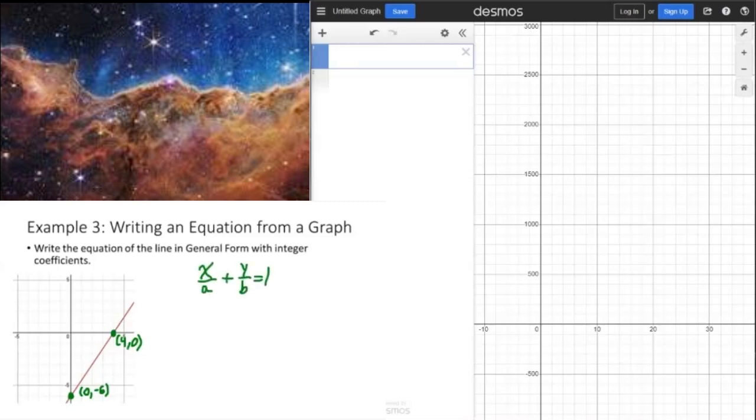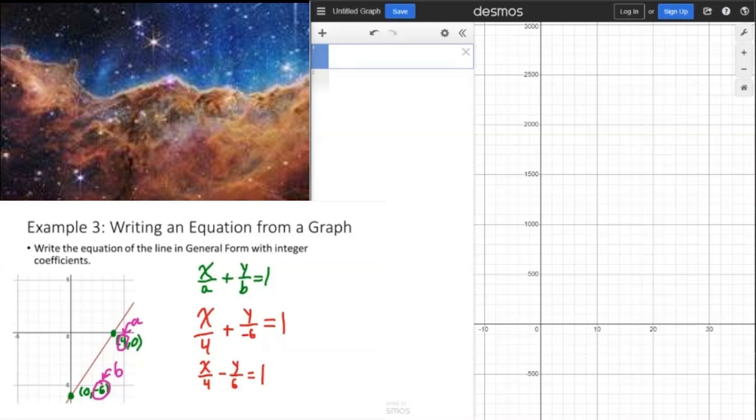Now, from our work with the graph, our x-intercept is 4, so 4 is a. Our y-intercept is negative 6, so that will be b. So now we can put the values of a and b in the appropriate spot, and we get x over 4 plus y over negative 6 equals 1. And then we can do a little cleanup with the sign. Now, even though this is technically also a general form, because the intercept form is a more specific form of general form, they are very specific in the instructions that they do want integer coefficients.